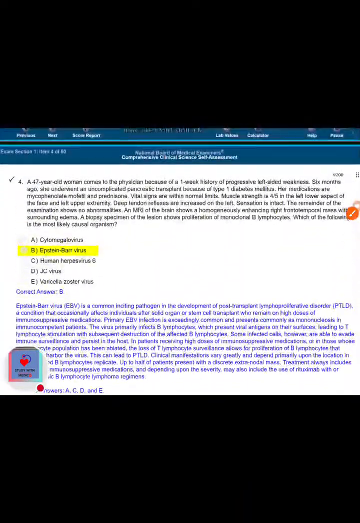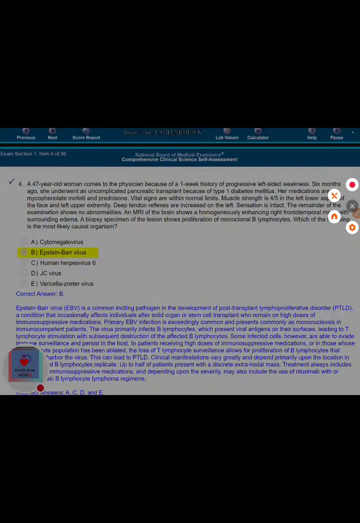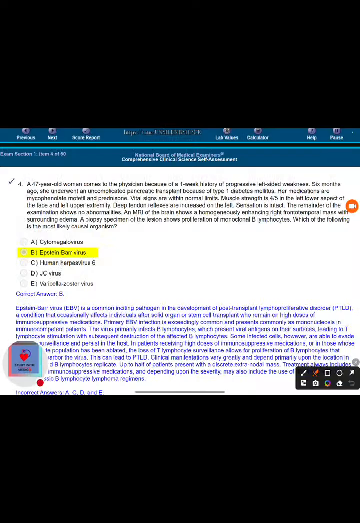So here, this is a very interesting case. The patient after transplant is having some complications because of the Epstein-Barr virus. The imaging shows a homogeneously enhancing right frontotemporal mass, and the proliferation shows monoclonal B lymphocytes. This is very important. Monoclonal B lymphocyte proliferation is there because, what happens in this infection? This is post-transplant lymphoproliferative disorder, because of high doses of immunosuppressants like prednisolone.